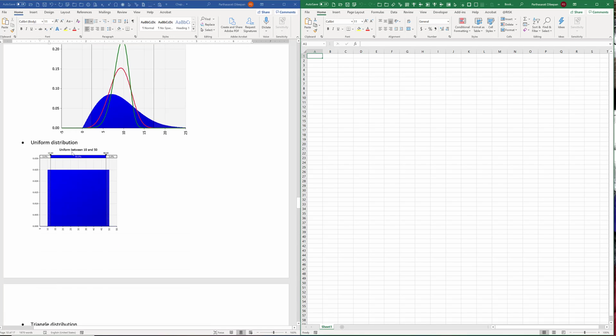Then uniform distribution is where the probabilities are uniformly distributed between a given minimum and a maximum. Given the range, the probabilities are uniform.